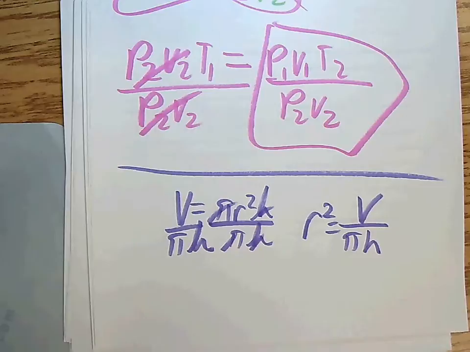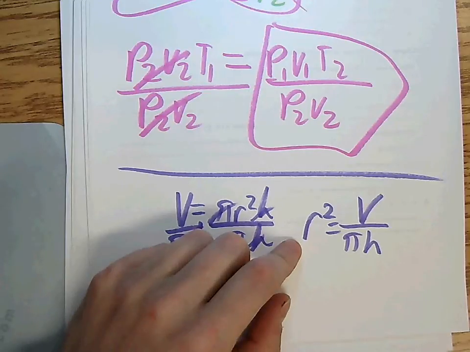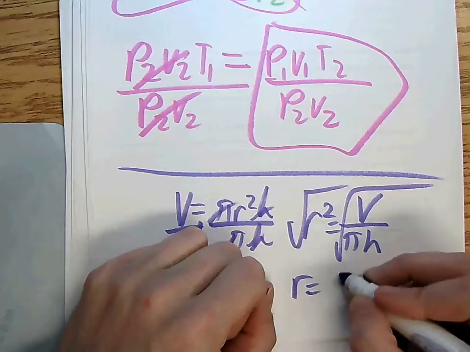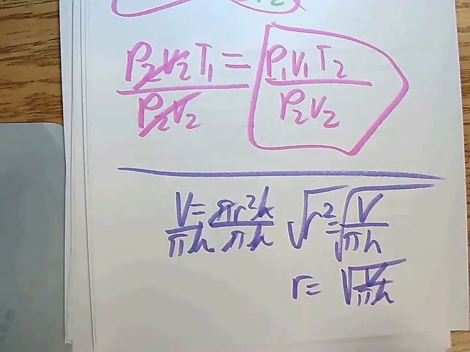Now, the last problem we did only asked for r squared. This one's asking for r. Remember, to solve any equation, we do the inverse. So what's the opposite of r squared? Square root. You take the square root of each side, and r equals the square root of V over pi h. That's extra credit, so don't worry about it.